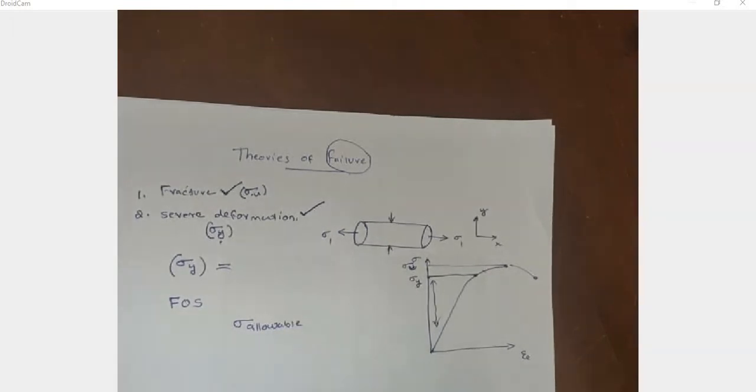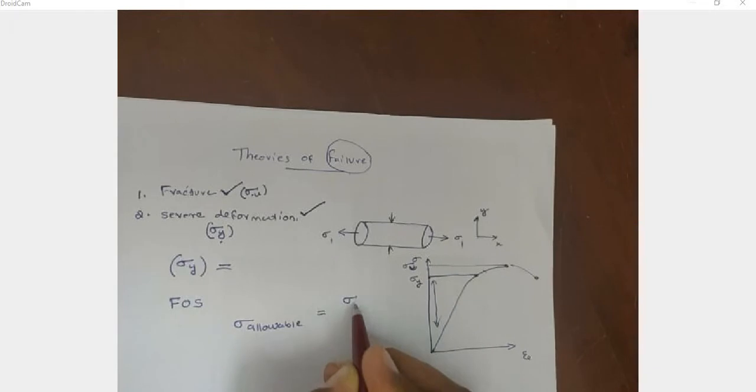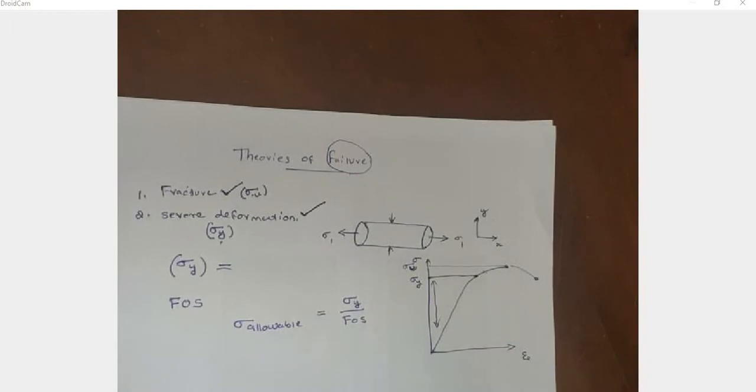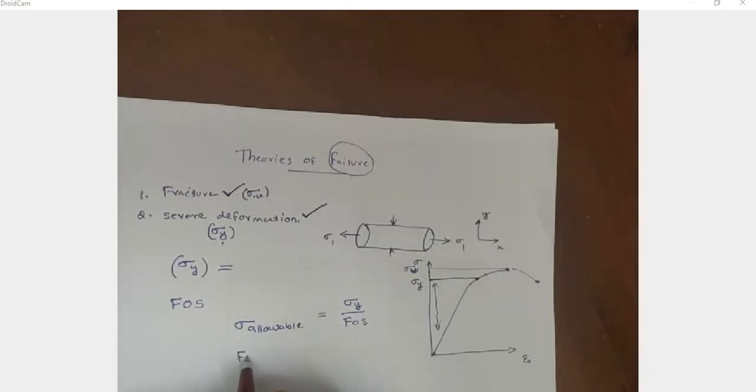Sigma allowable. What is sigma allowable? Sigma allowable is equal to sigma y by factor of safety. So we divide the yield stress by the factor of safety. Factor of safety is always greater than 1. So if you divide sigma y by a value greater than 1, the right hand side will always be less than sigma y.